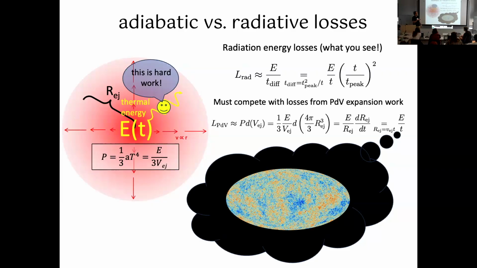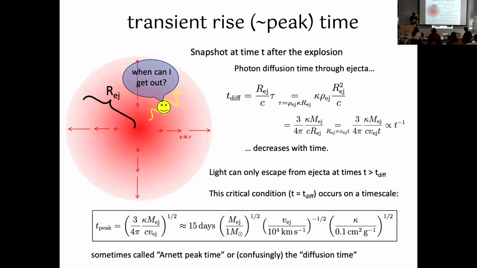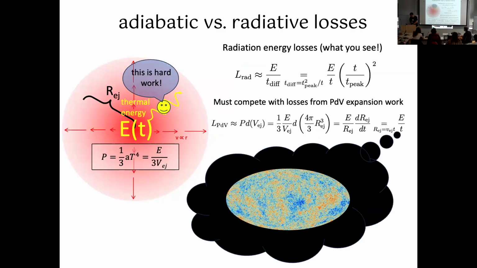Okay, so let's consider the radiation losses. The radiation losses, which is what we see, the luminosity we see, is the thermal energy in the ejecta divided by this diffusion time. Now I can normalize this diffusion time to the peak time, and write it as t_peak squared divided by t. And so I can write my radiative energy loss rate as basically the thermal energy divided by time, times time over t_peak squared. That's my radiative energy loss.